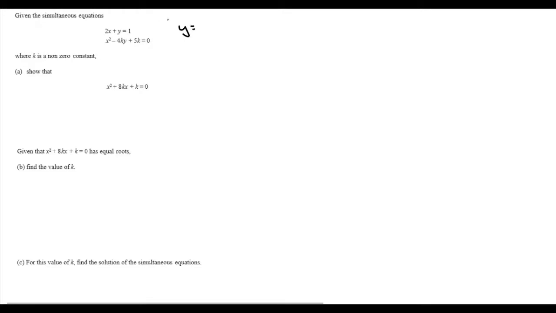So y would equal, if you minus the 2x over, so minus 2x, and then the 1 stays a positive because you haven't done anything to it. Now we substitute into here, so you get x squared minus 4k, and instead of the y, we use that whole phrase of minus 2x plus 1, and plus 5k equals 0.